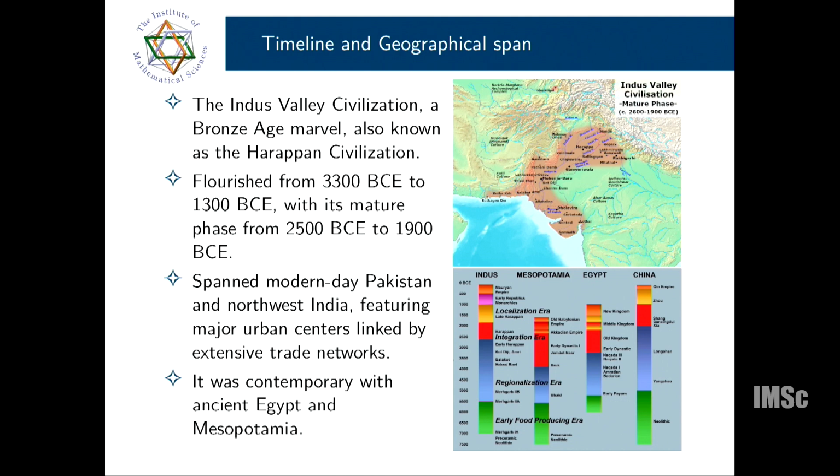We know that this civilization was a contemporary of well-known civilizations like Mesopotamia, ancient Egypt, and China. Geographically, it extended across southern Pakistan and northwest India. That whole region was the geographical span.